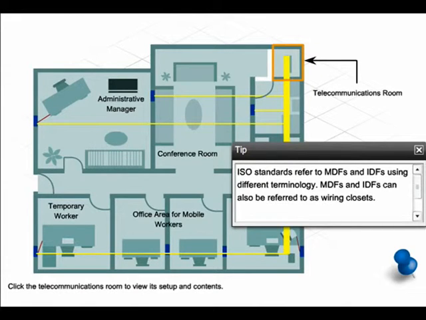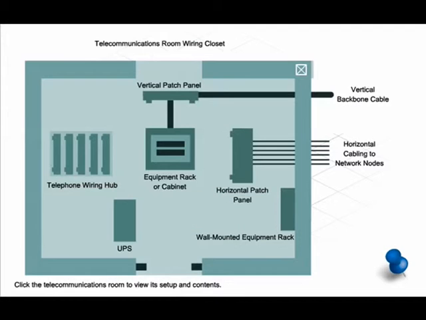A telecommunications room or wiring closet in a small, single-floor network is usually referred to as the main distribution facility, or MDF. The MDF typically contains many network devices, including switches or hubs and routers, and it is where all network cables concentrate to a single point. Many times the MDF also contains the demarcation point of the ISP, where the network makes the connection to the Internet through a telecommunications service provider.